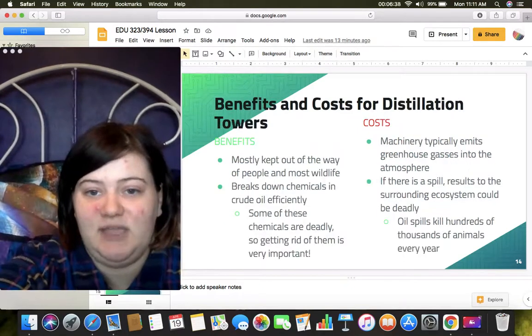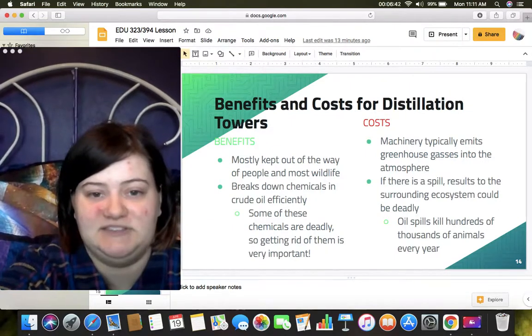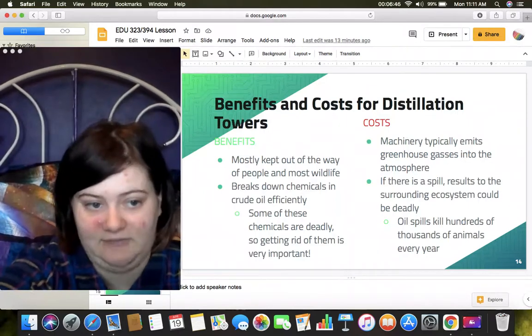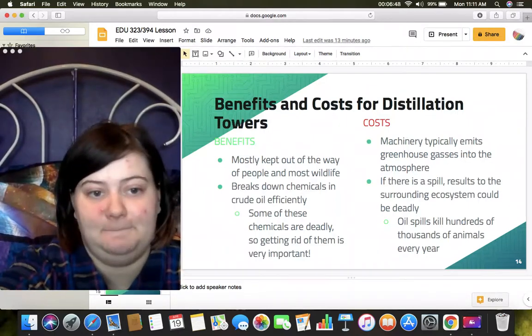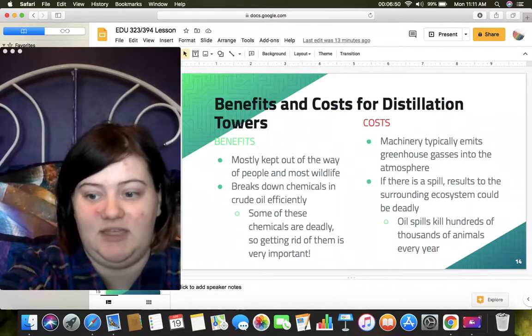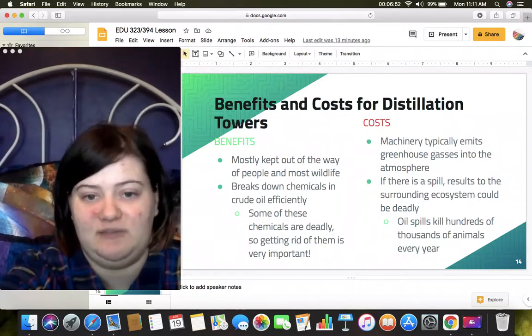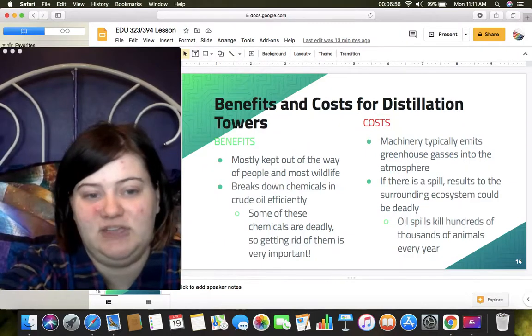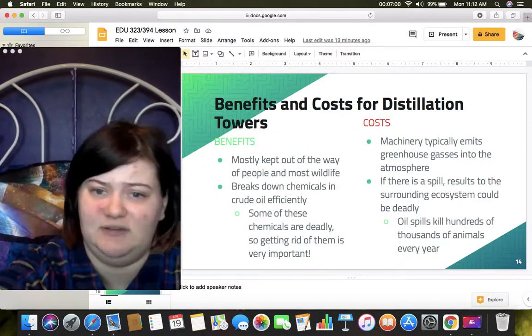And then finally, we have distillation towers. A big benefit of these is that they're mostly kept out of the way of people and most other wildlife. So, if something bad were to happen, then not as many people would be affected. They break down chemicals in crude oil very efficiently, and some of these chemicals can be very deadly, so getting rid of them is kind of important.